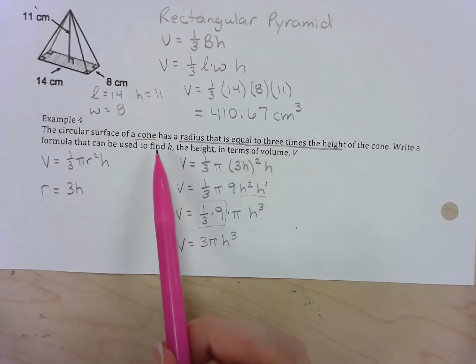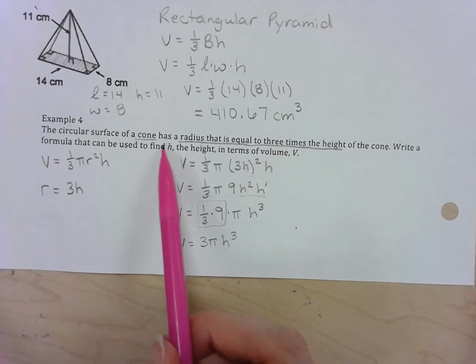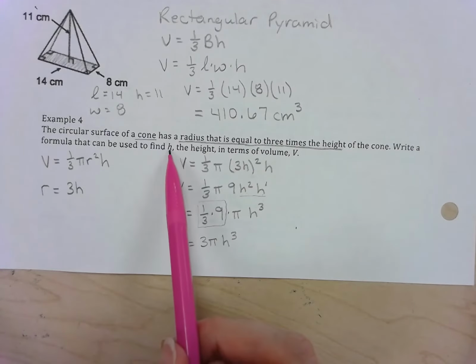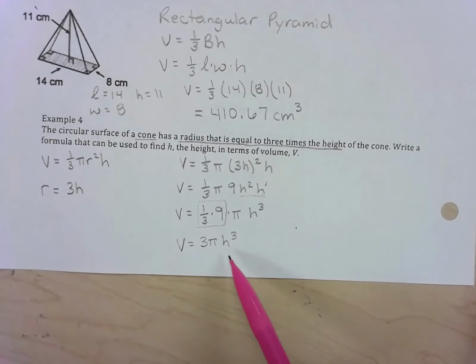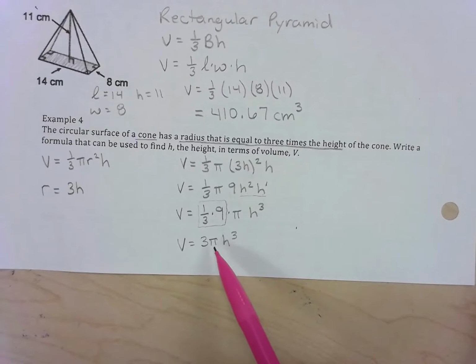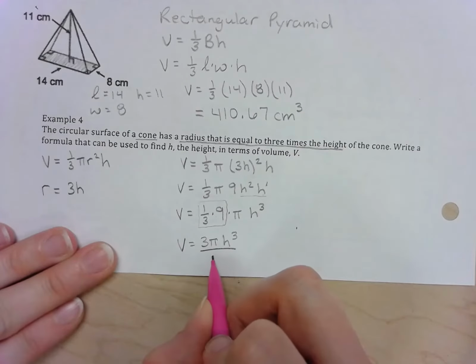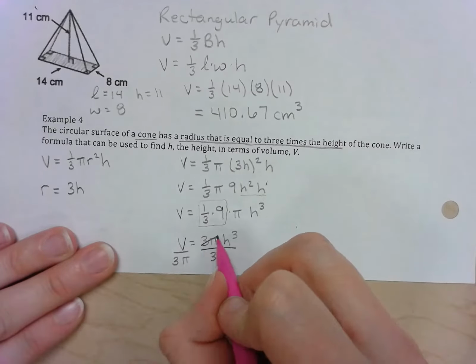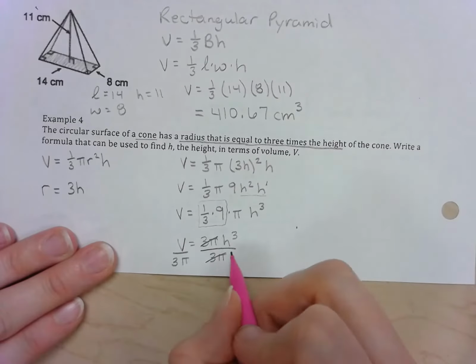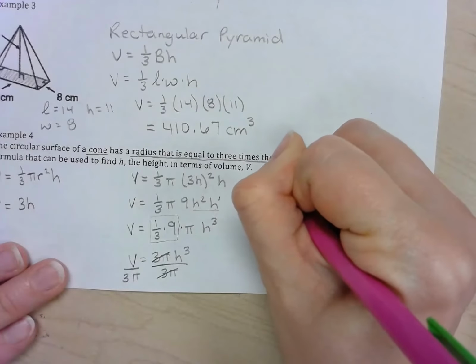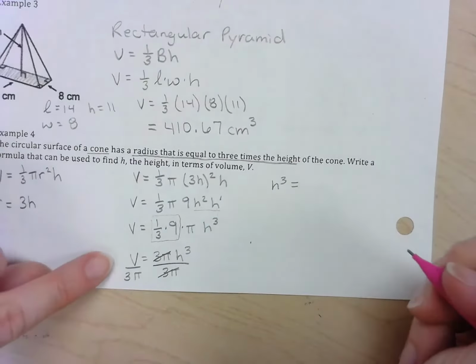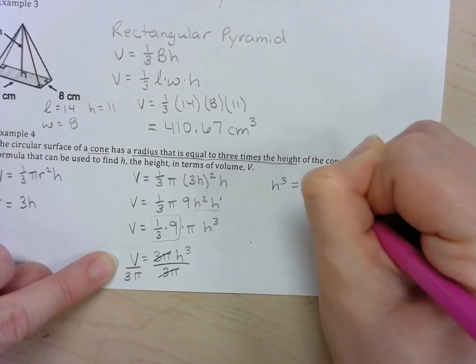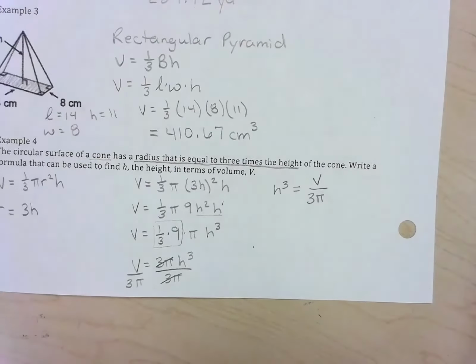Remember, our whole goal is to find an equation that can be used to find h. So we need to solve for h. Well, notice what's over here with the h. We've got this 3 pi and we have this exponent. Well, we need to undo the 3 pi first. So let's do that by dividing. Dividing will undo the multiplication, moving those to the other side, leaving just the h to the third by itself. So we have h to the third equals what's on this other side, v over 3 pi.